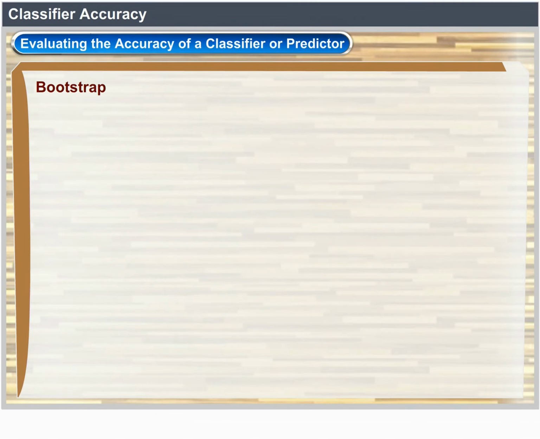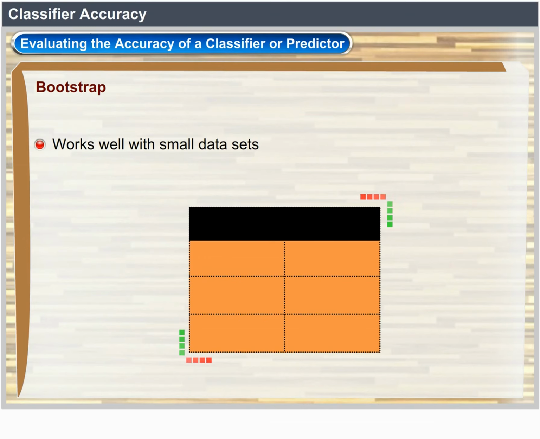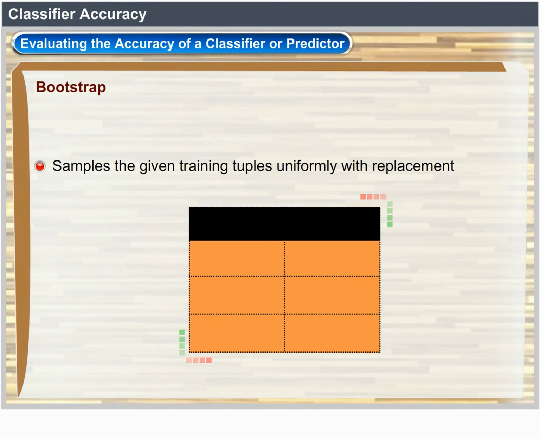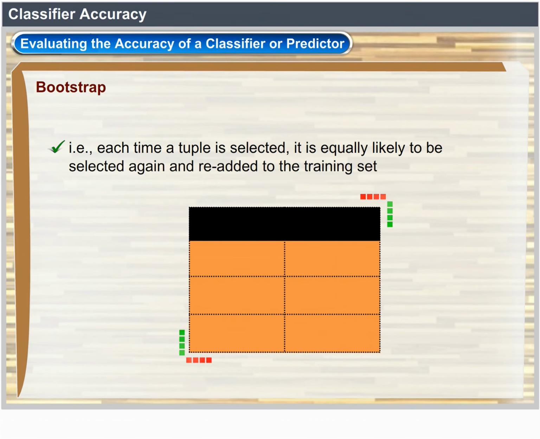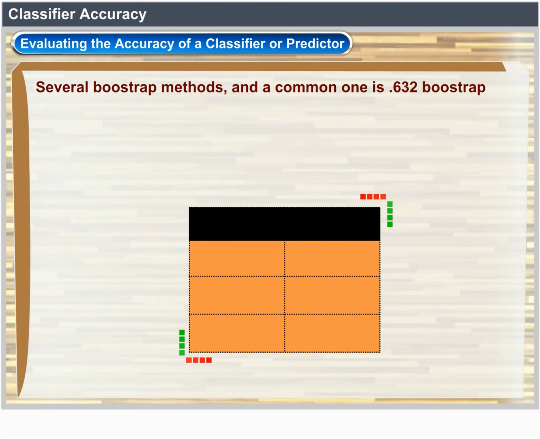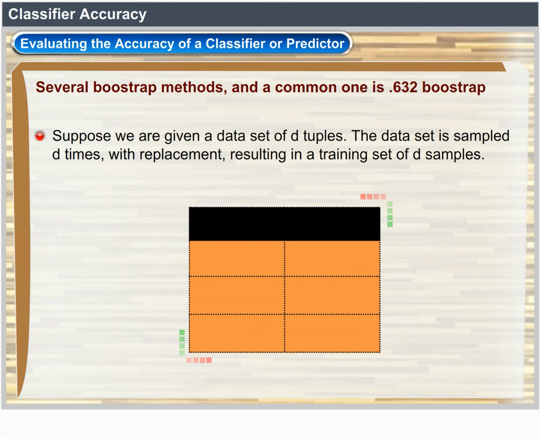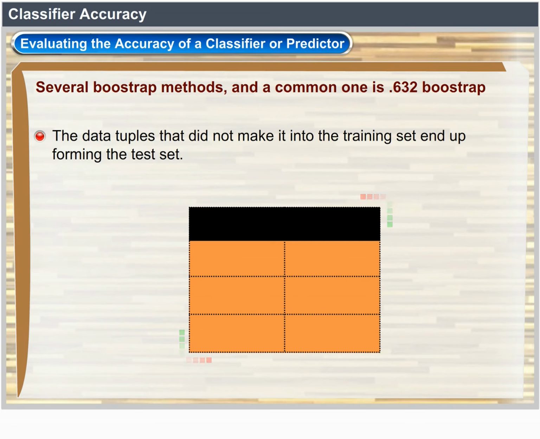Bootstrap. This works well with small datasets. It samples the given training tuples uniformly with replacement. That is, each time a tuple is selected, it is equally likely to be selected again and re-added to the training set. There are several bootstrap methods, and a common one is 0.632 bootstrap. Suppose we are given a dataset of D tuples. The dataset is sampled D times with replacement, resulting in a training set of D samples. The data tuples that did not make it into the training set end up forming the test set.